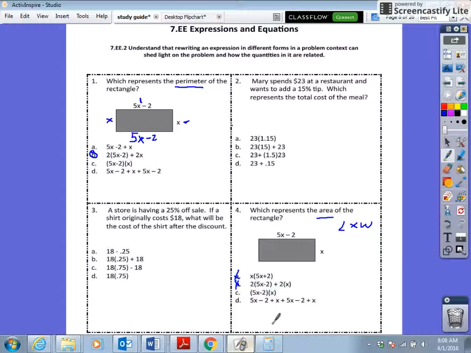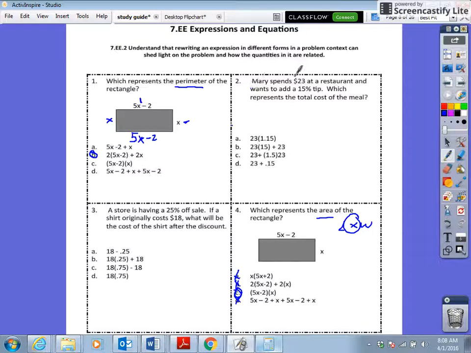So now we're just down to 2 answers. Now we have 5x minus 2 plus x plus 5x minus 2 plus x. Again, that is how you find a perimeter. We're adding. In order to find area, you have to be multiplying. So we know D is not right. So we have 5x minus 2 times x, which is exactly what we have here. So we know our answer is C.